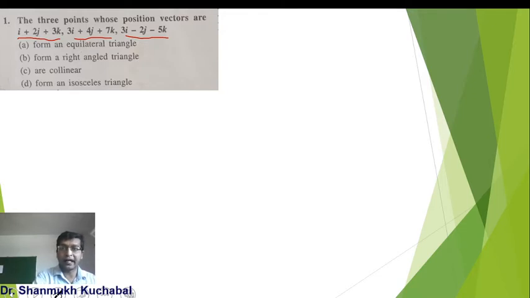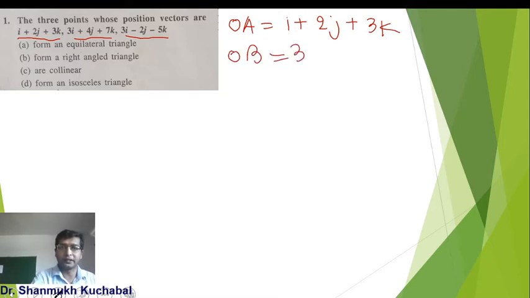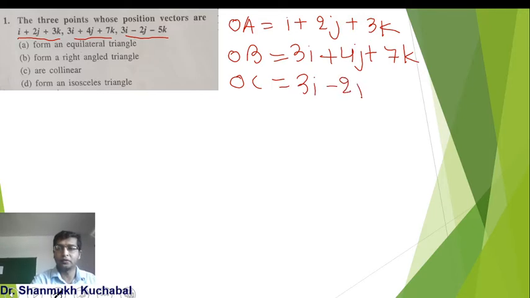First one I represent as OA. OA is i plus 2j plus 3k. The second vector is OB, it is 3i plus 4j plus 7k. And the third vector is OC, it is 3i minus 2j minus 5k.